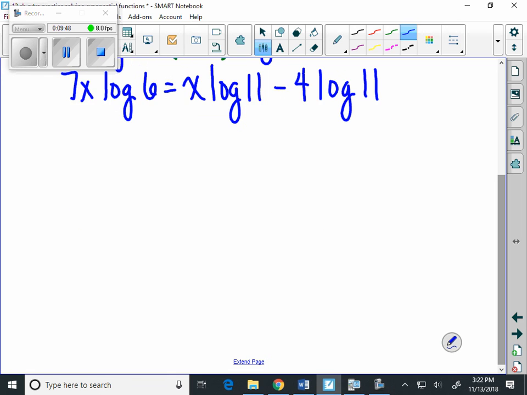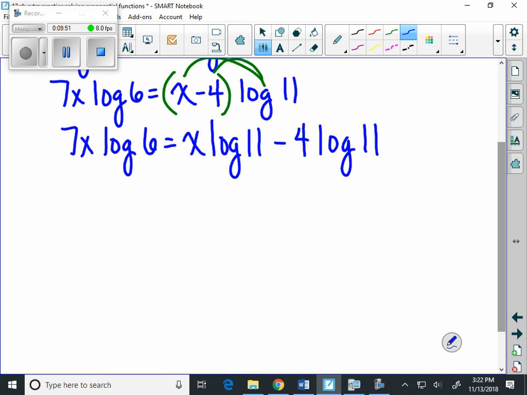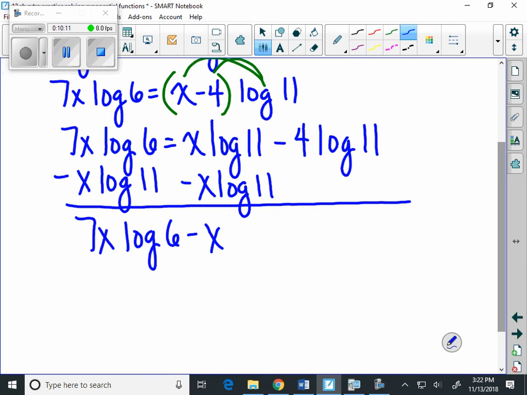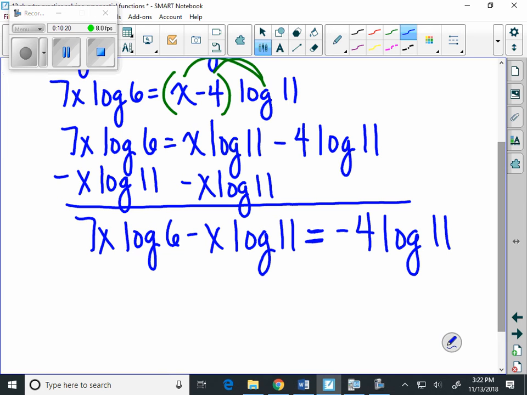What we see in this problem is that we've got 2 terms that have x's in them, so we need to put the x's on the same side of the equal sign. So let's subtract x log 11 from both sides. Now we have 7x log of 6 minus x log of 11 equals negative 4 log 11 over here on the right side of the equals.